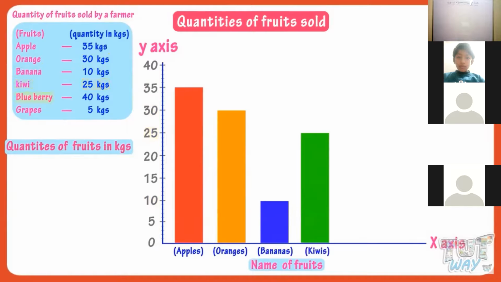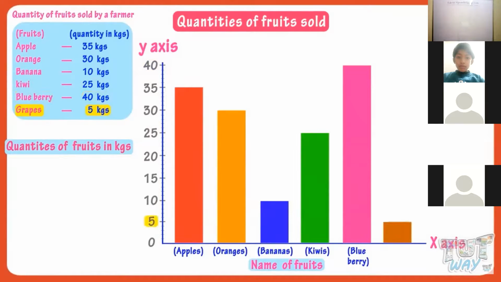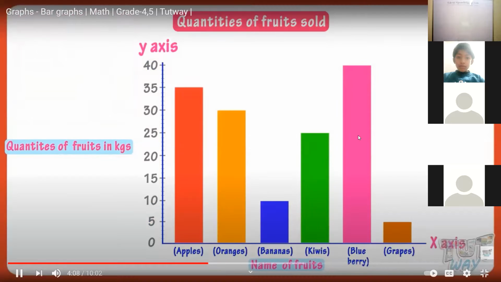Now next fruit is blueberry. Its quantity sold is 40 kg. So make a rectangular bar up to the mark of 40 and label it with blueberry. Now next fruit is grapes, and the quantity sold is 5 kg. So make a rectangular bar up to the mark of 5 and label it with grapes. And our bar graph is ready. This is the graph we just made.